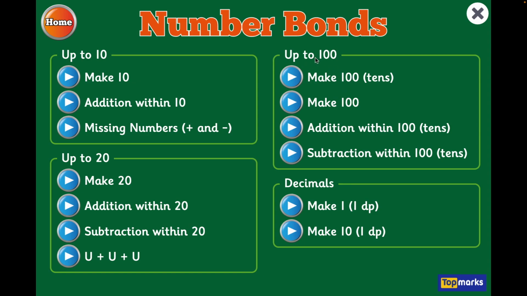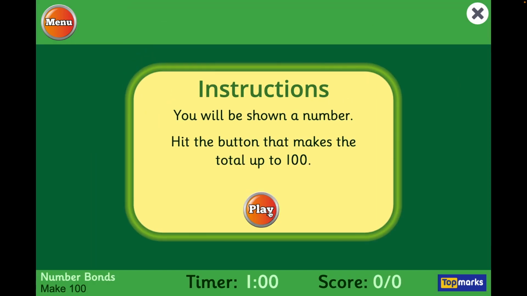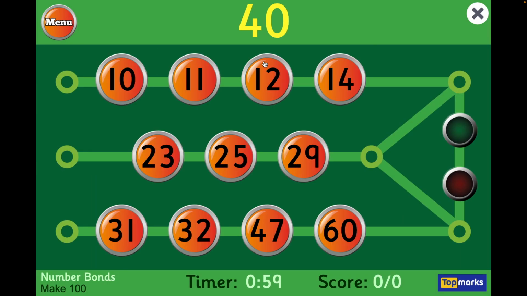On the right, we have up to 100, and then there are decimals. So let's look at up to 100. So just like making 10, now we're going to make 100. If you have 40, how much do you need? 60. I have 88. 2 more makes 90 plus 10 is 100. So that's 12. 40 and 60 is 100.